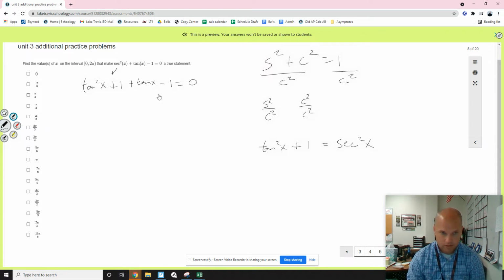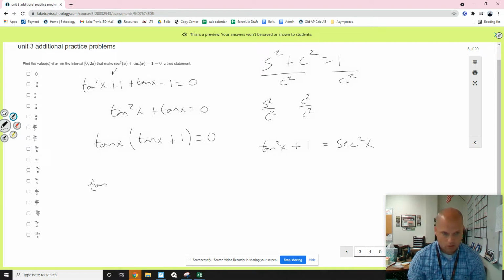Okay? Now let's look at what I can do. Well, I have a plus 1 and a minus 1, so I'm going to get rid of that. Now I still have multiple trig functions, which means even though I've simplified, I'm going to need to factor this. It's not a trinomial, it's a binomial. I could factor out the greatest common factor, a tan x from both of these terms. Divide a tan x out of tan squared, I have a tan x left over. Divide tan x out of tan x, I have a 1.